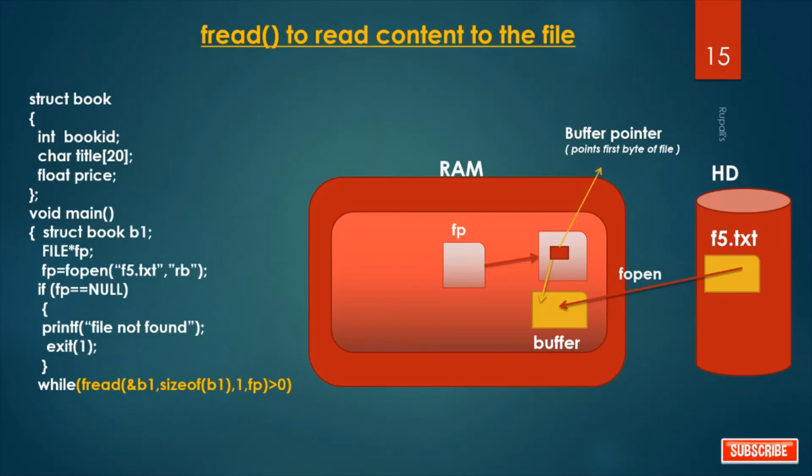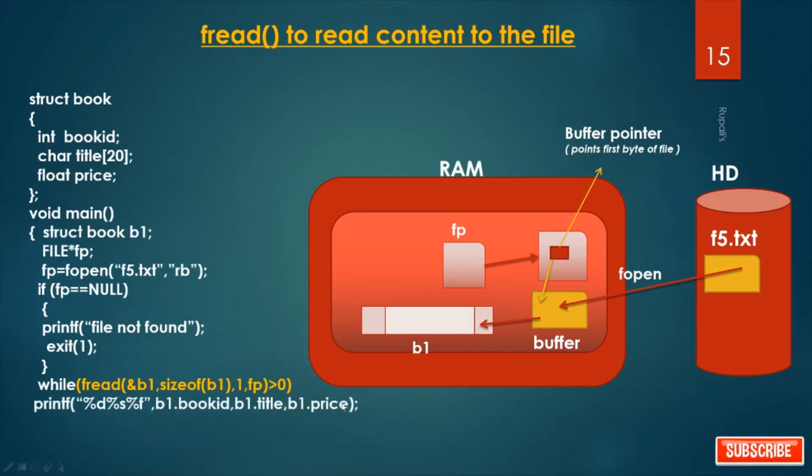If we have reached the end of file, since fread cannot read anything, it returns a 0. By testing for this situation, we know when to stop reading. So this is our structure, this is our variable b1, and we read using this function fread, then print the value in the output console. After that, close the file. So using fclose, we close the file.